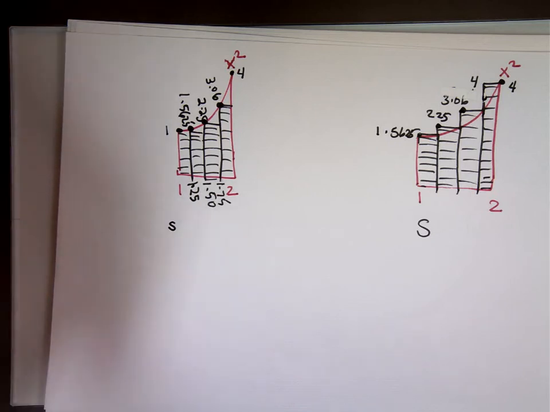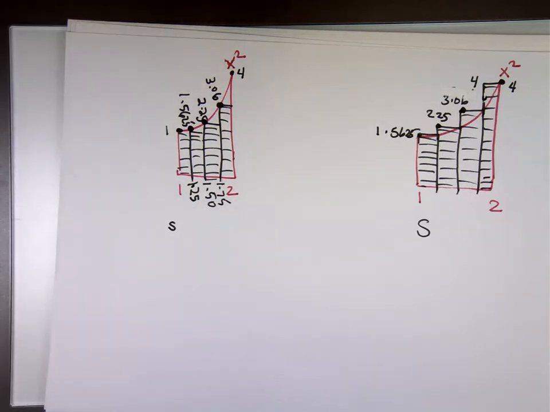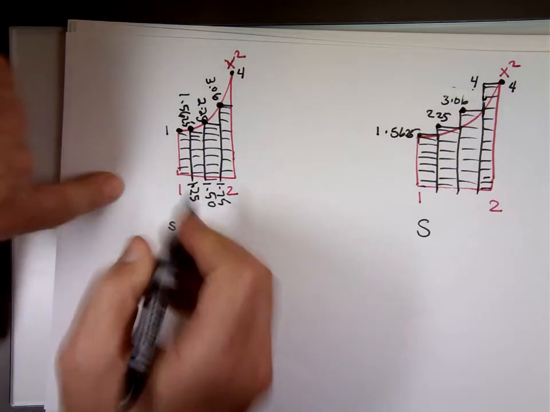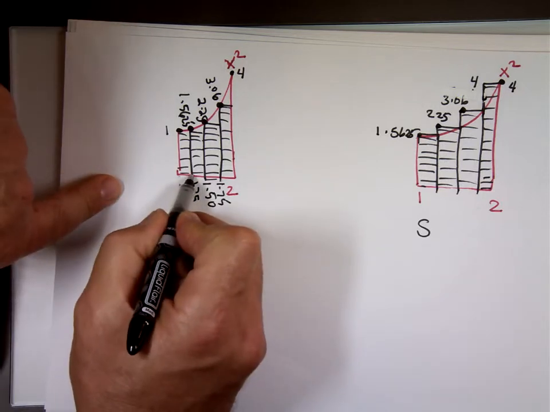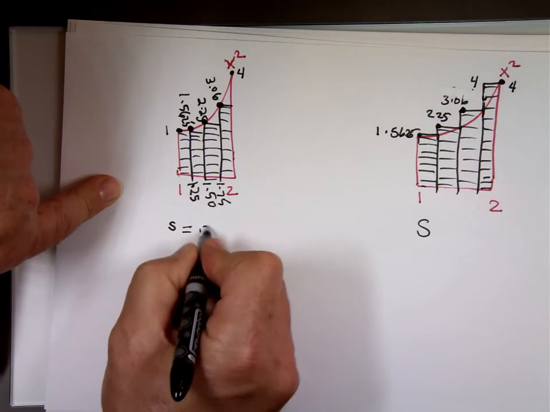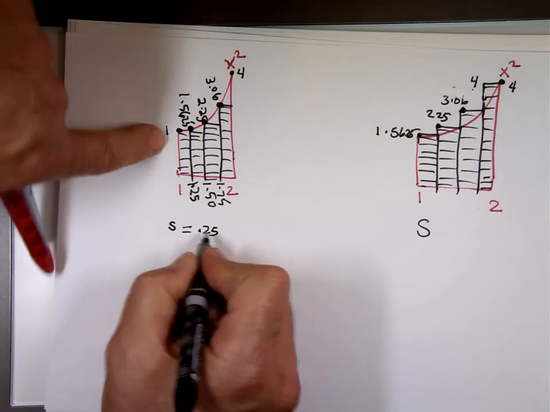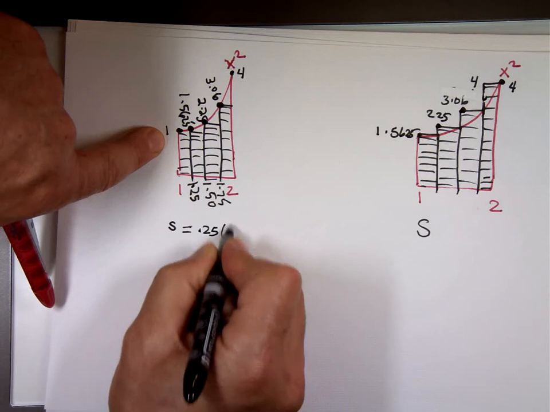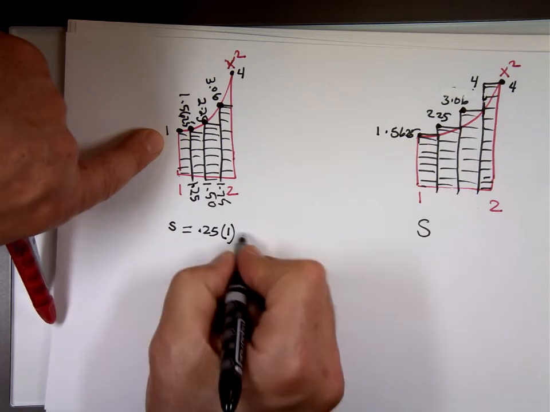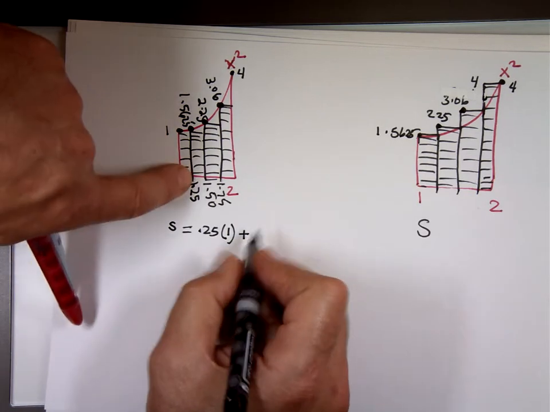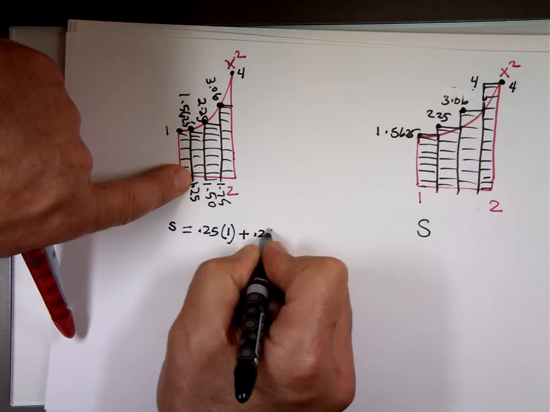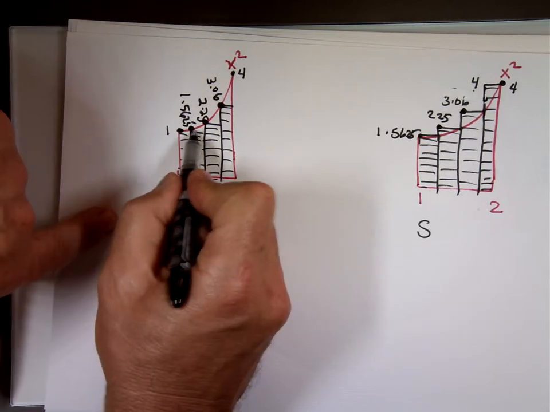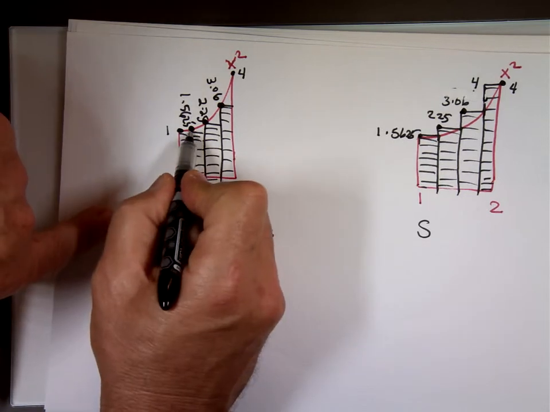So when I calculate actually the lower sum, it's a rectangular shape. It's going to be the base of this, which is what? 0.25 times the lower height. The lower height here is what? 1. Plus the second piece, 0.25. And what's the height for the second piece? 1.5625.